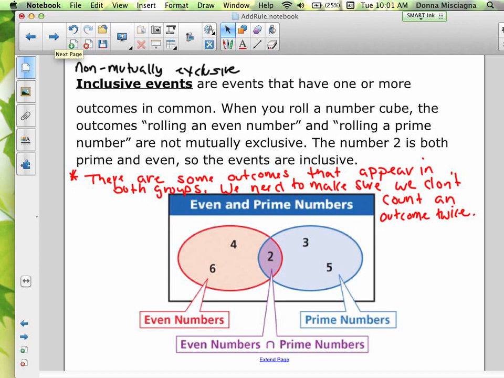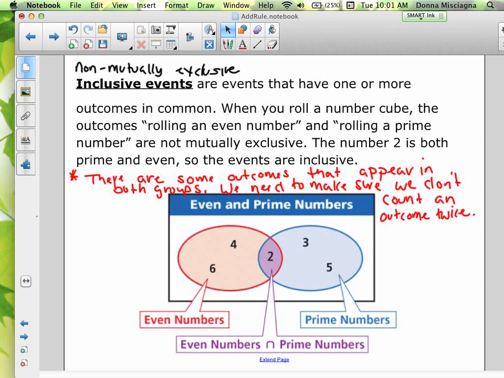Non-mutually exclusive or inclusive events are events that have one or more outcomes in common. When you roll a number cube, the outcomes rolling an even number and rolling a prime number are not mutually exclusive. The number 2 is in both prime and even, so the events are inclusive. Right, so I want you to add to your notes, there are some outcomes that appear in both groups. We need to make sure we don't count any outcome twice.